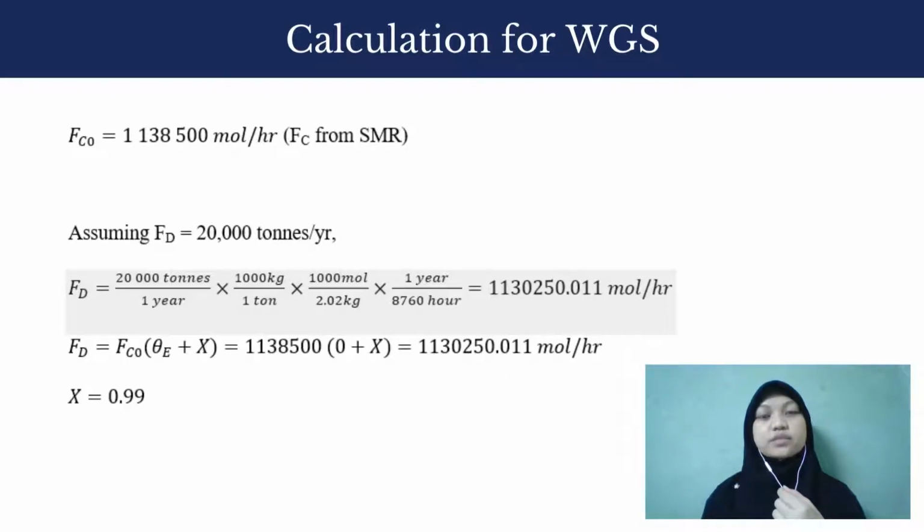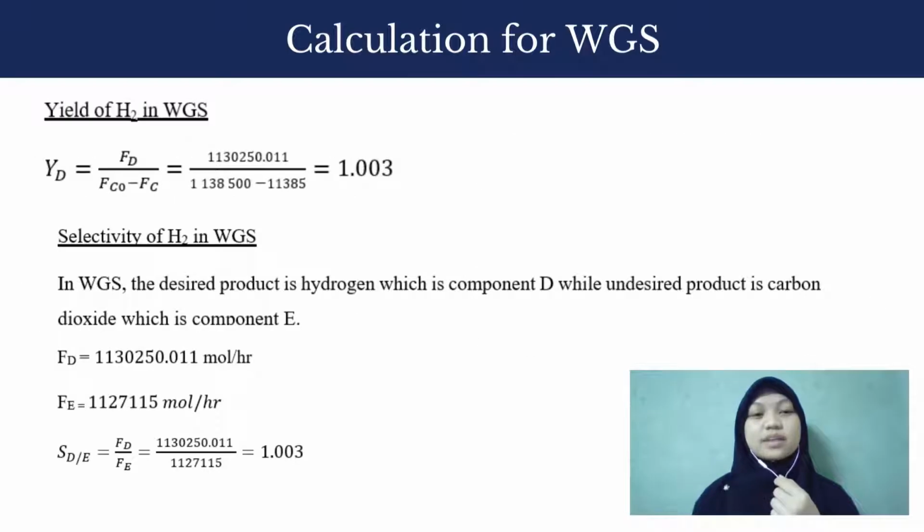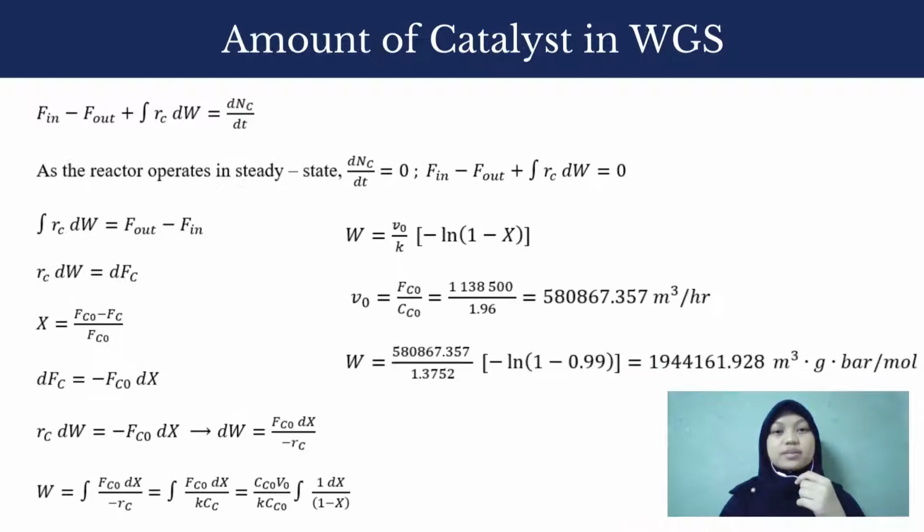Next, FCO,0, which is the flow rate for carbon monoxide, is obtained from SMR, and assuming the flow rate for hydrogen is 20,000 tons per year, it is calculated for a conversion X equal to 0.99. Then the flow rate and the concentration for all species are calculated. After that, the yield and selectivity of hydrogen gas are calculated, and both share the same value, which is 1.003. Lastly, the amount of catalyst needed in the PBR in the WGS reaction is calculated.